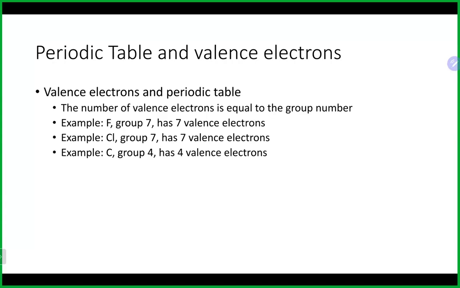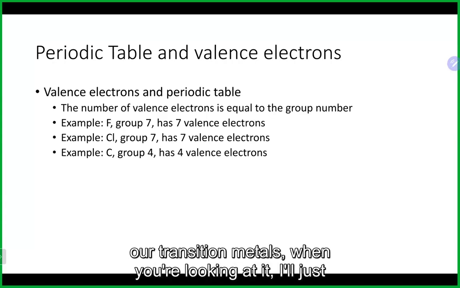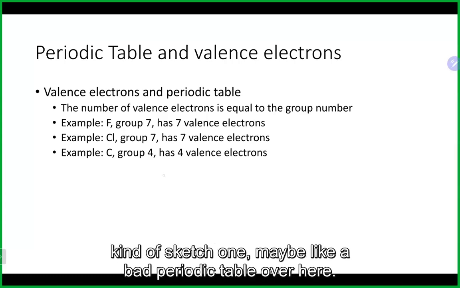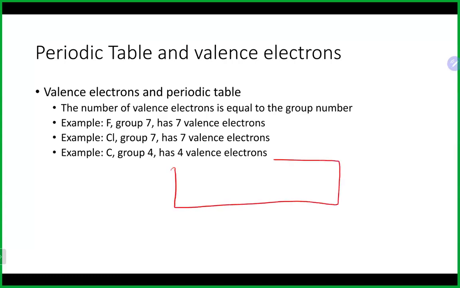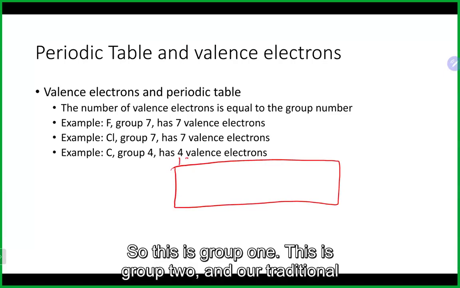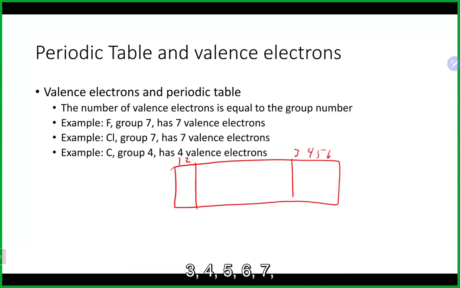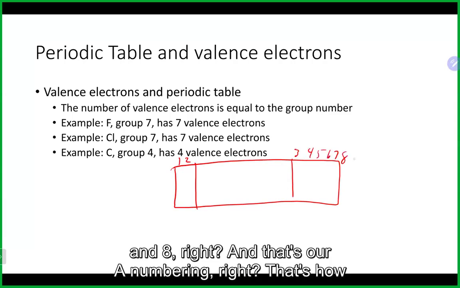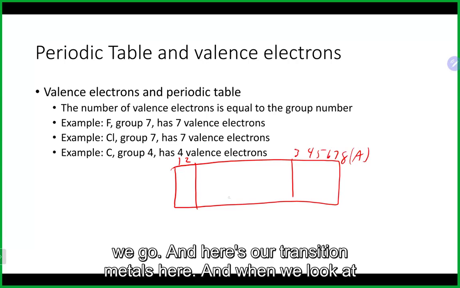Well, our transition metals, I'll just sketch a bad periodic table over here. So this is group 1, this is group 2, and our traditional 3, 4, 5, 6, 7, and 8, right? And that's our A numbering. That's how we go. And here's our transition metals here.